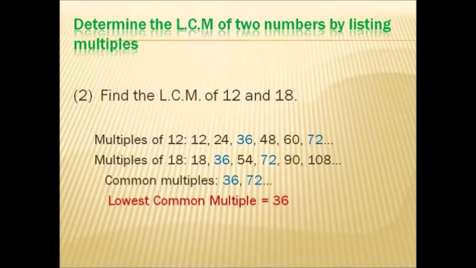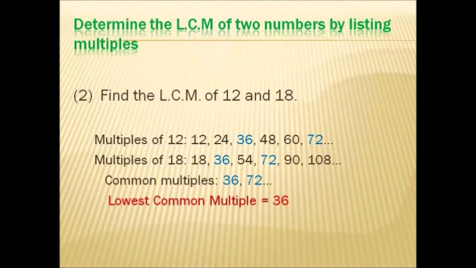There we go. 12, 24, 36, 48, 60, 72; 18, 36, 54, 72, 90, 108. Common multiples, in this case 36, 72, and so on. The lowest common multiple is 36. So the lowest number that 12 and 18 can go into is 36. We did that by listing the multiples, which is a bit hard.